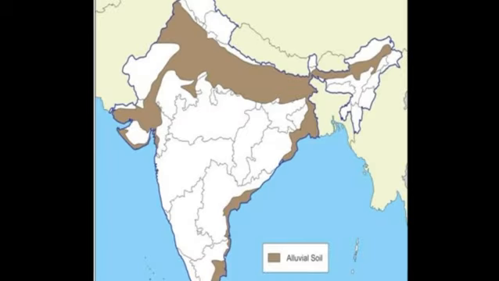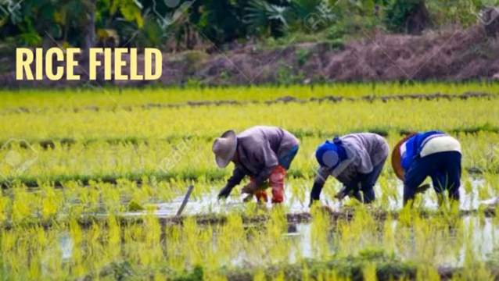First we are going to read about alluvial soil. The rivers of the Himalaya mountains and the Deccan plateau bring large amounts of silt with them. The silt is deposited on the river banks and at the mouth of the rivers where they meet the sea. This is alluvial soil. It is very fertile.